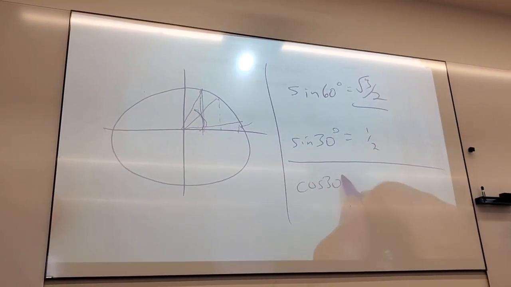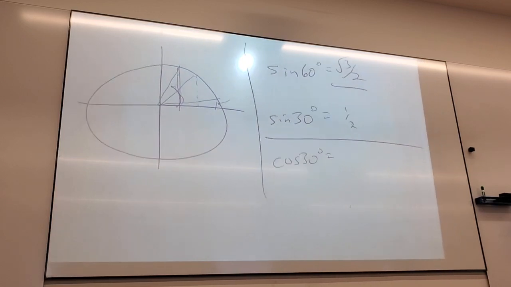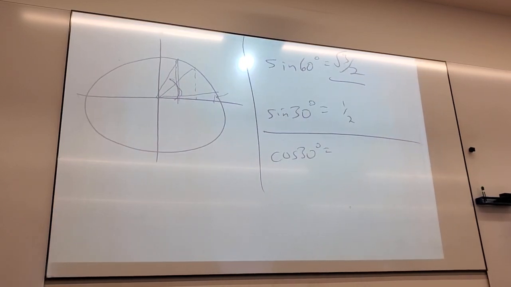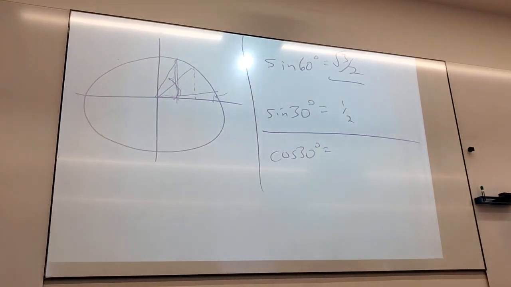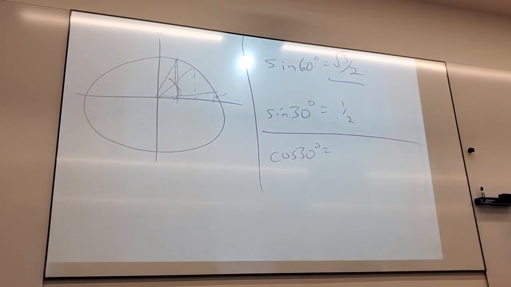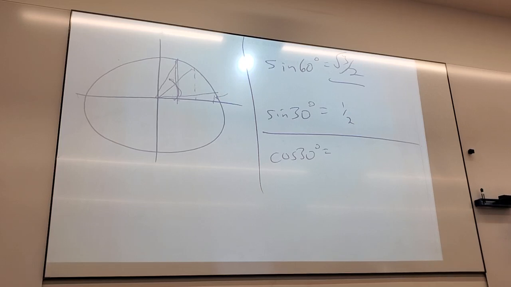So what's cosine of 30 degrees? Is 30 closer to the x-axis? Yes. So then what's cosine of 30? It's got to be radical 3/2, the bigger one. Square root of 3 over 2. You guys follow?